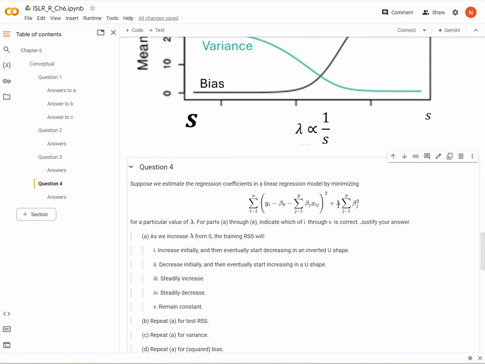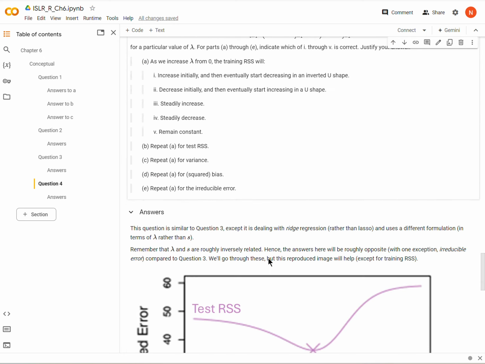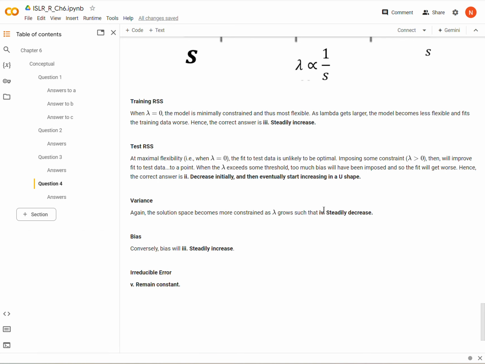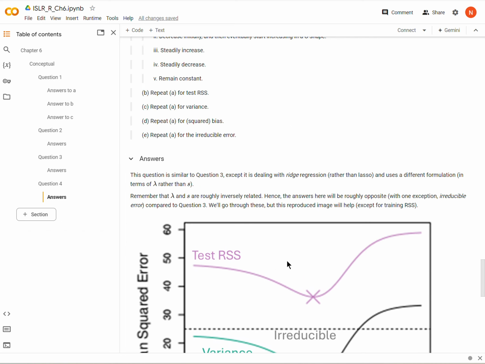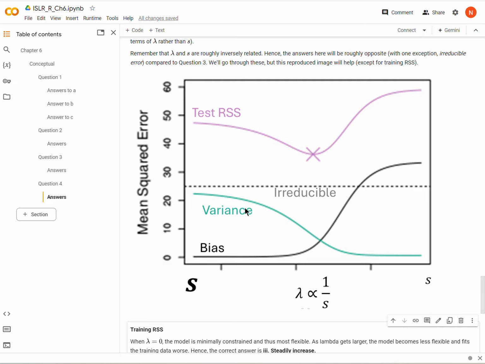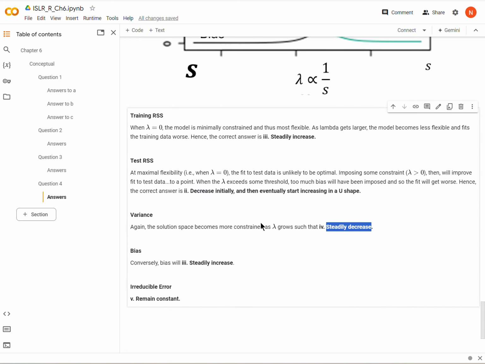As lambda gets bigger, we are constraining the model more and more. We are reducing the solution space, and so variance should decrease. The answer should be that the variance steadily decreases as lambda gets bigger. Now how about for bias? Let's go back to the image here, and that's what is presented in the image. As lambda gets bigger and bigger, the variance gets smaller and smaller, because we're constraining the model more and more.